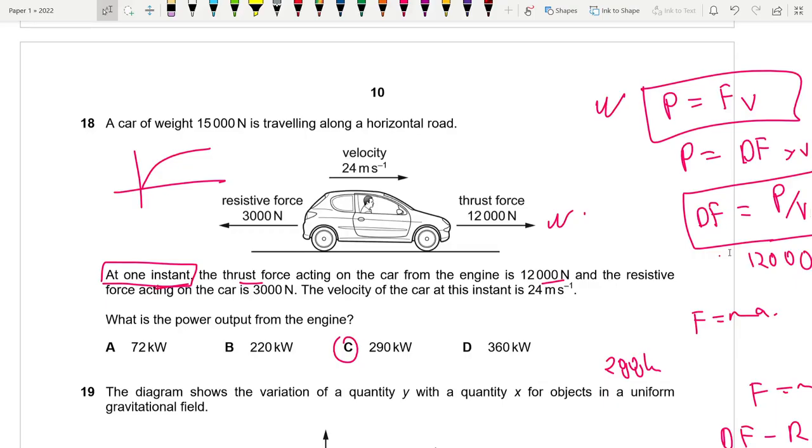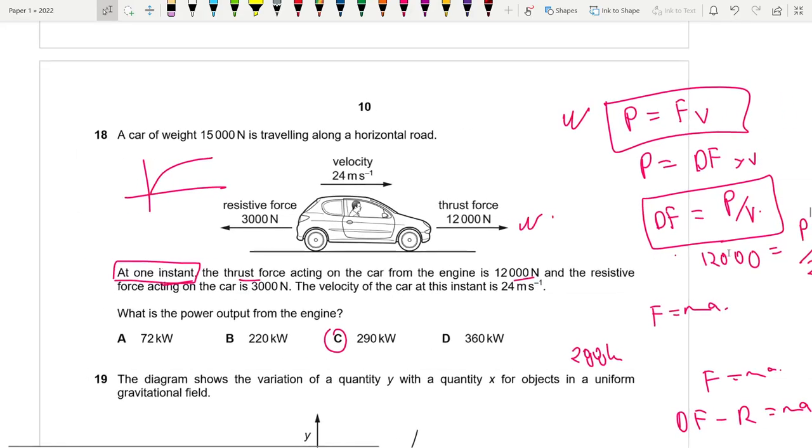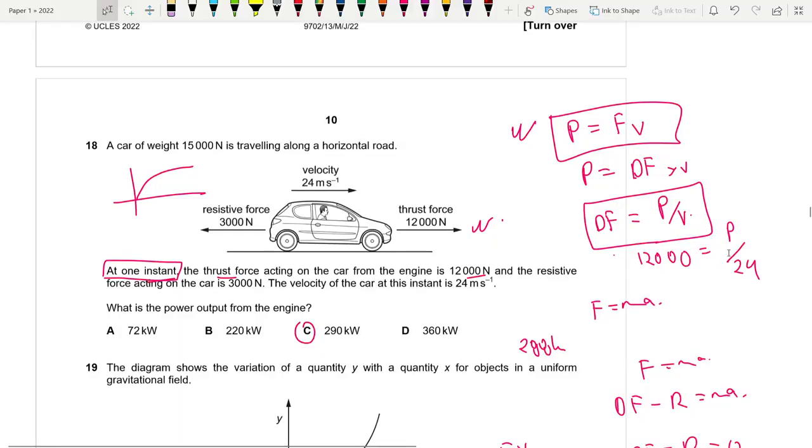A car of weight 15,000 newtons is traveling along a horizontal road. At one instant, whenever they use this wording, you need to realize that they want you to use P is equal to Fv. The thrust force acting on the car from the engine is 12k and the resistive force acting on the car is 3k. The velocity of the car at this instant is 24 meter per second. So we can use P is equal to Fv, okay? So what is the power output from the engine?